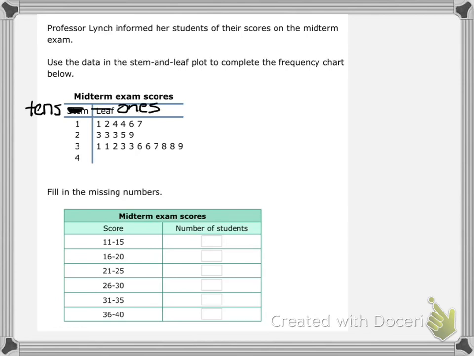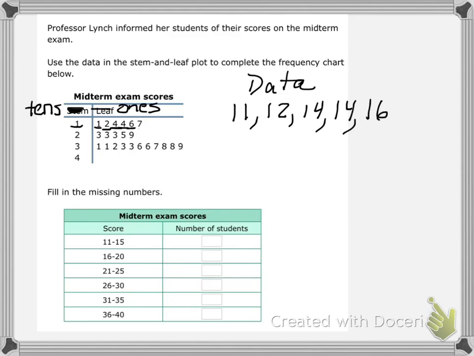So if I make a list of the data, I have a 1 for the tens position and then a 1 in the ones position. That makes one of the data values 11. Then another 1 in the tens position and a 2 in the ones position. So that would be 12. And then we have two 14s because there are two 4s there. So 1 in the tens position, 4 in the ones position. 1 in the tens position, 4 in the ones position. And then we have a 6 and a 7. That would be 16 and 17.